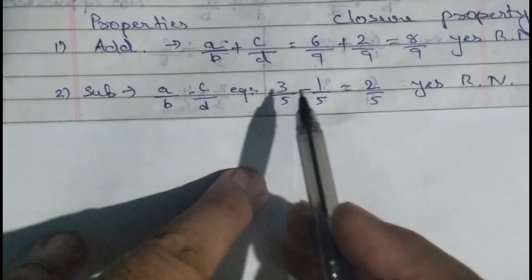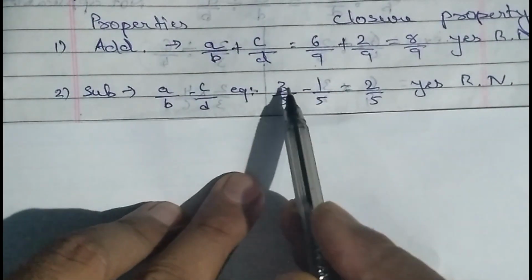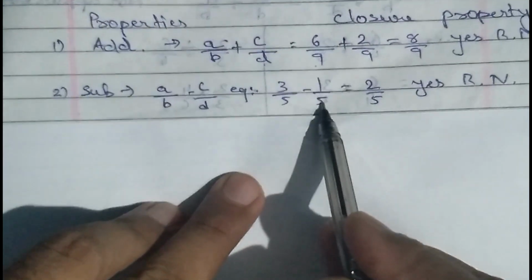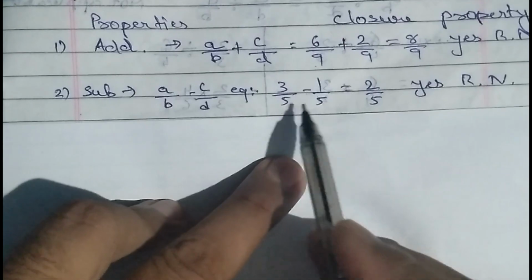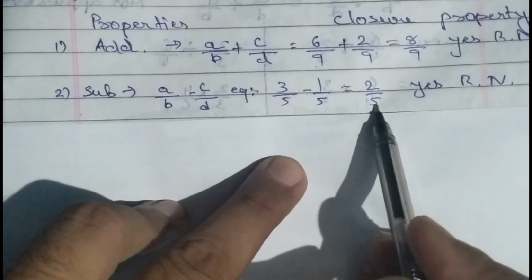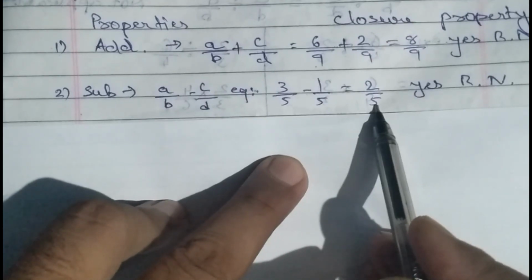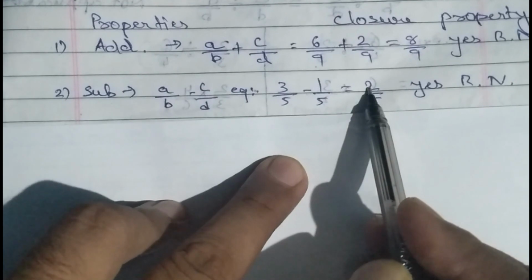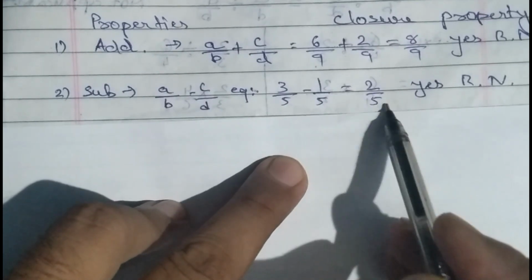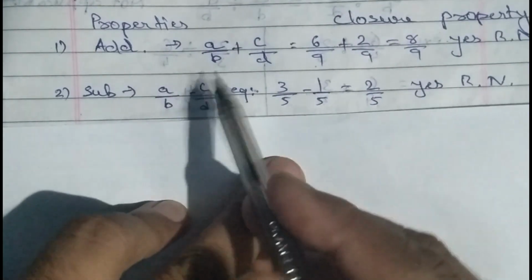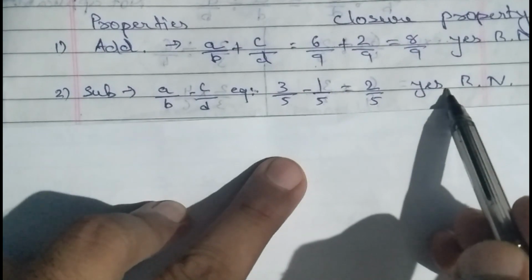Let's have an example and let's see with this example. I have written 3 upon 5 minus 1 upon 5. Here the denominator is the same, so the denominator is going to remain the same, 5. 3 minus 1 is 2. So we got 2 upon 5. It is a rational number, and yes, closure property for subtraction is applicable.